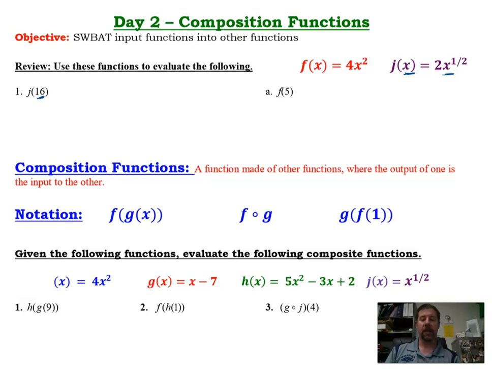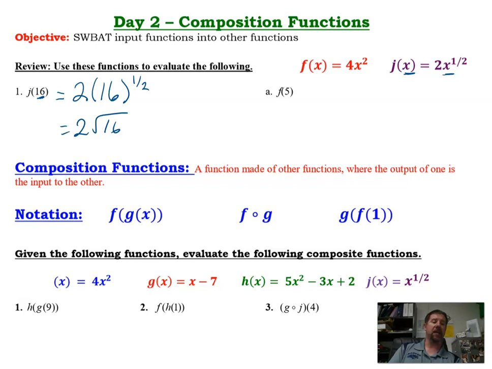So this would look like 2 times 16 to the 1/2. Now going back to last unit, you need to remember that to the 1/2 power means square root. So this really means 2 times the square root of 16, and we all know that the square root of 16 is 4, so 2 times 4 is 8. All right, so there's the first one.